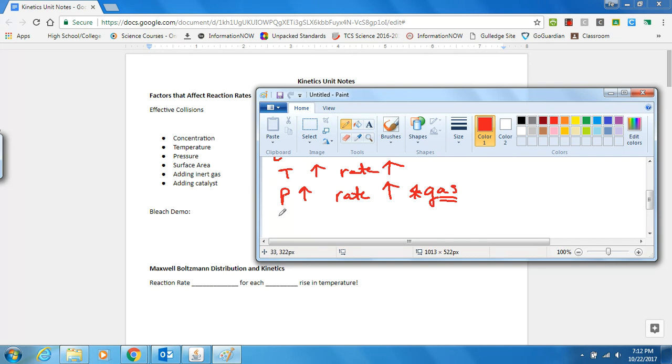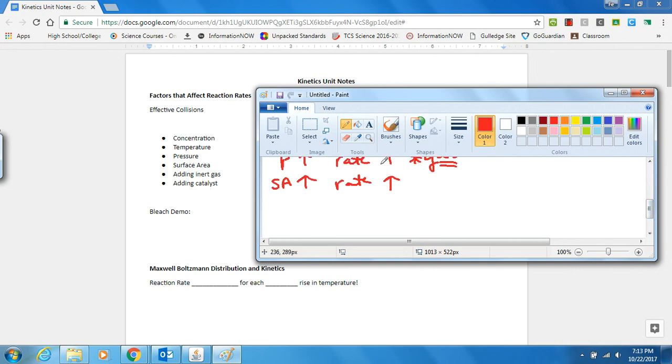For my next one, surface area, I'm going to abbreviate that to SA. Let's say I increase surface area. So maybe I have some sort of solid and I crush it up, I pulverize it to where more of those particles are exposed. What do you think will happen to the rate? Well, if you've guessed right, my rate should increase. If more of those particles are exposed, which is what you're doing when you increase surface area, then the rate goes up as well.